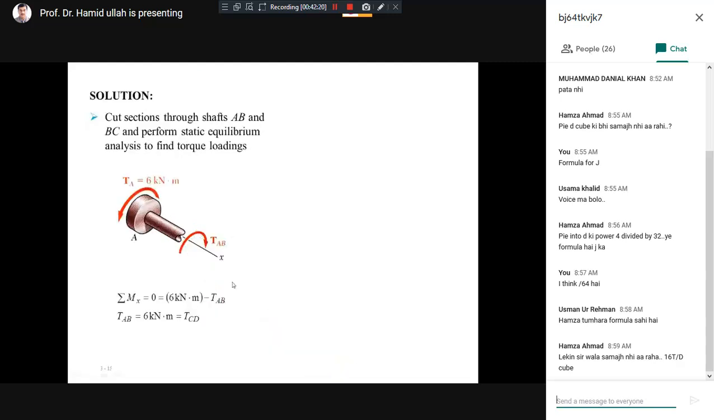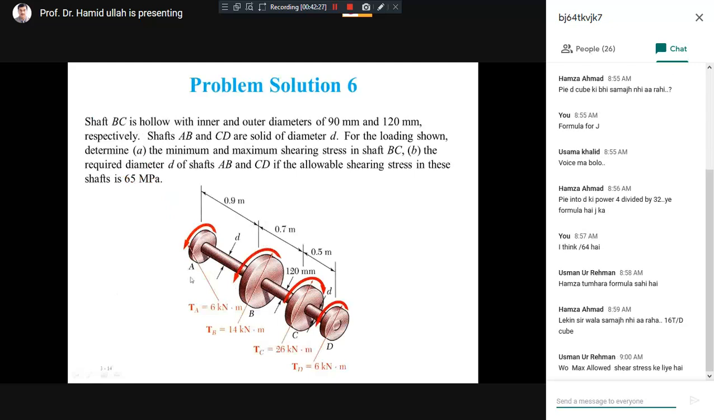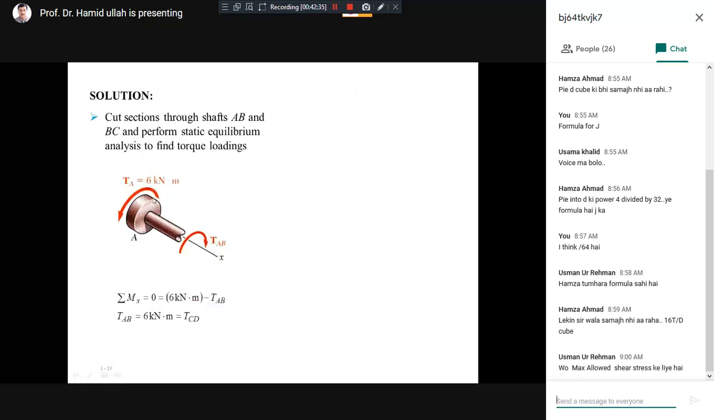Now we start from the AB part. So we section between A and B, and let's consider the left side. You can see on the left side there is point A, and there will be the cross section. So this is the AB part. This is the loaded point A, and this is the cross section, and at the cross section is the resistive torque we want to find out.